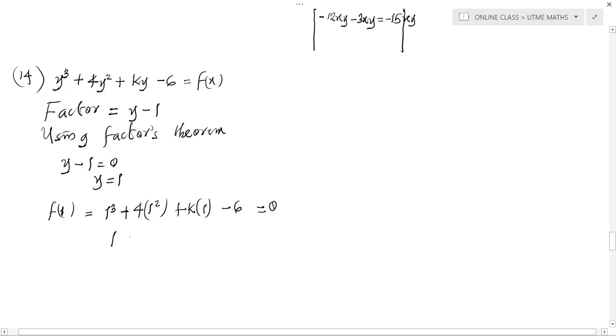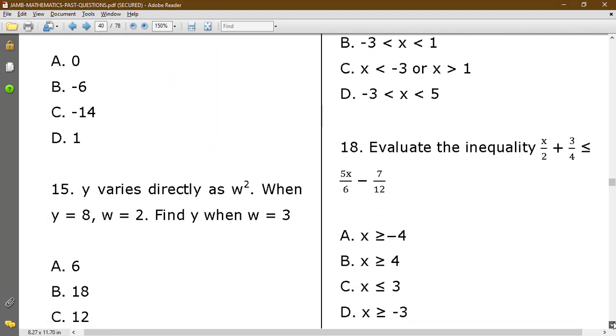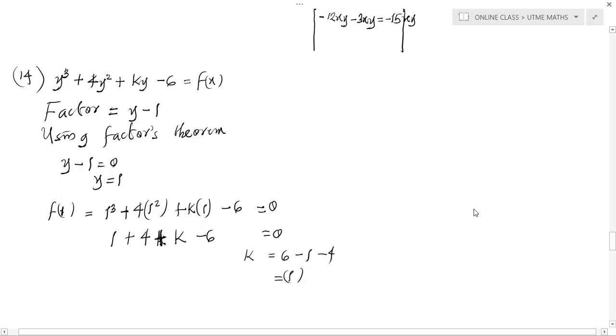So this is 1. 4 times 1 squared is 4. K times 1 is now plus k, then minus 6 equals 0. From here, k equals 6 minus 1 minus 4, and the final answer is 1. Let's check which one is the answer. D is the answer in this case. So that is D. With that, we can easily go to the next one. So D is the final answer in this case. So let's go to number 15.